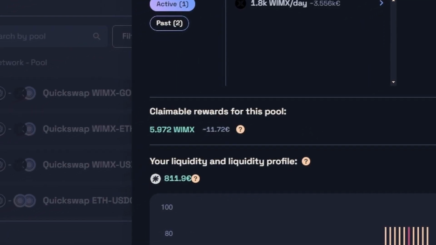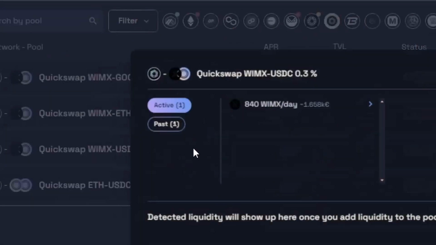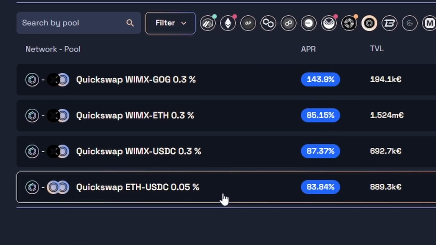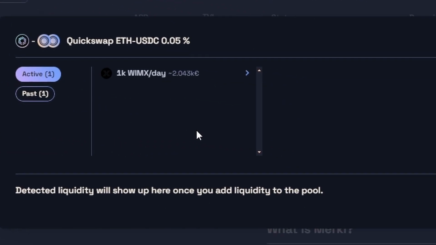Brings us to WIMX and USDC. This offers an APR of 101%, placing it in the moderately risky category because we have the inclusion of a USDC stablecoin, and that's going to reduce your overall volatility. And then brings us to our most conservative pair, which is ETH USDC with an APR of 95%. This combines a major number 2 cryptocurrency with a stablecoin, providing a more stable investment environment.